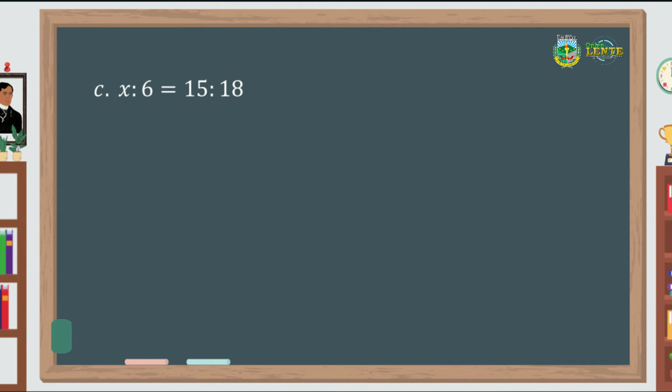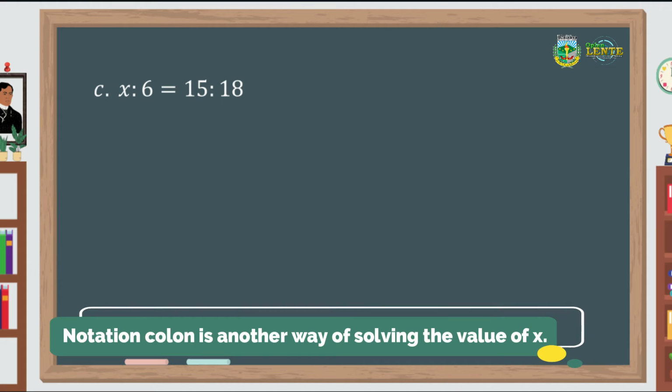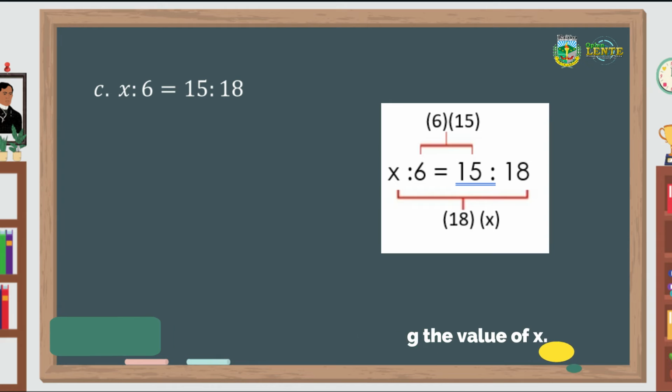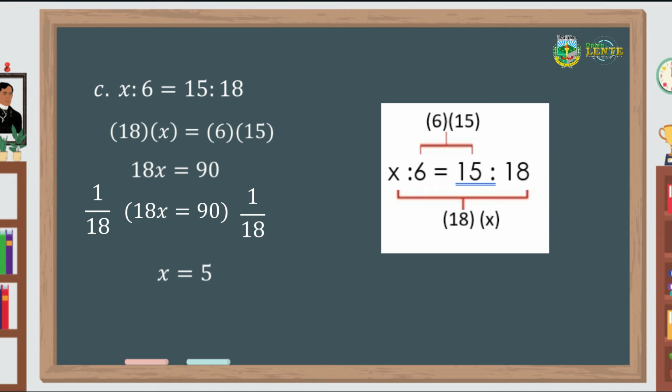Another way to solve for the value of x is using colon notation. In this notation, the product of extremes is equal to the product of means. The product of extremes is 18 times x and the product of means is 6 times 15. By equating these products, we have 18x equals 90. Apply the multiplication property of equality. The value of x is equal to 5.